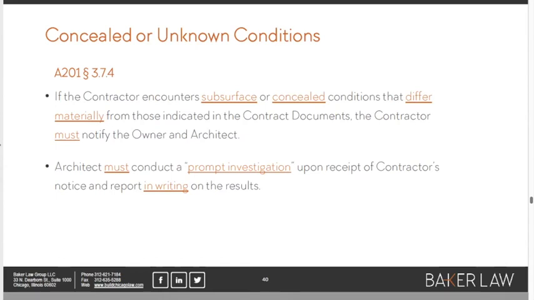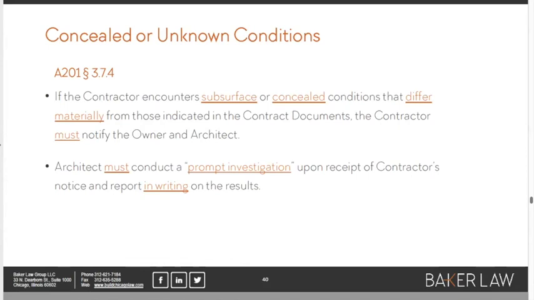conditions. Maybe it's behind a wall in a building that's being renovated. Maybe it's below grade. What is the architect's obligation? If the contractor encounters a condition that is subsurface or concealed, right? Concealed might not be subsurface, it might be in a wall, that differs materially from what the contractor expected, the contractor must notify the owner and the architect, right? And then what is the architect's obligation?